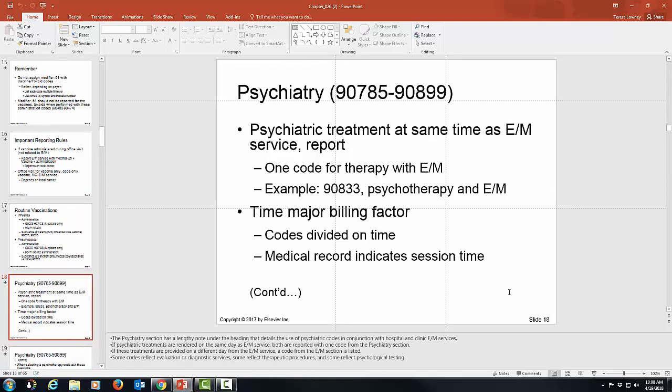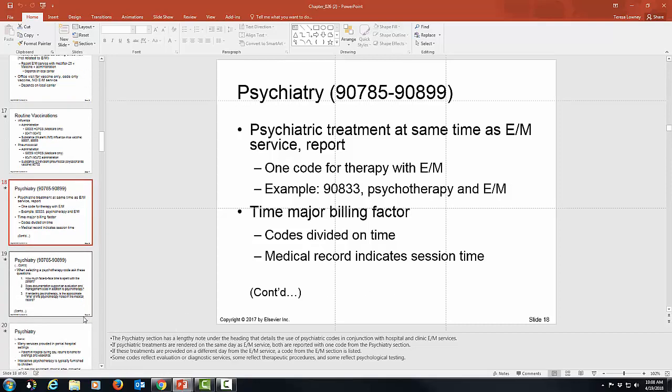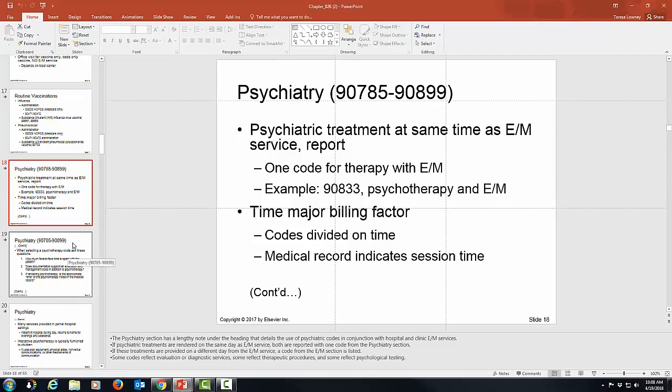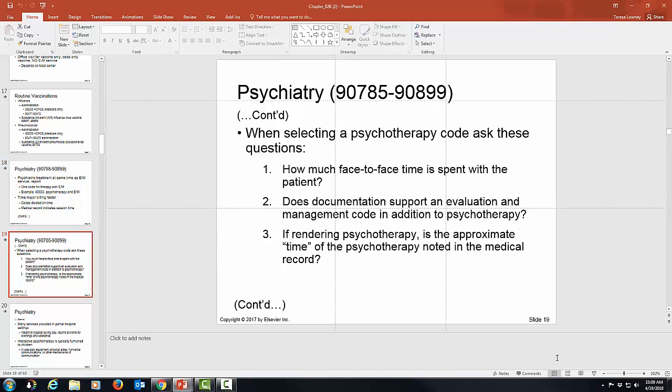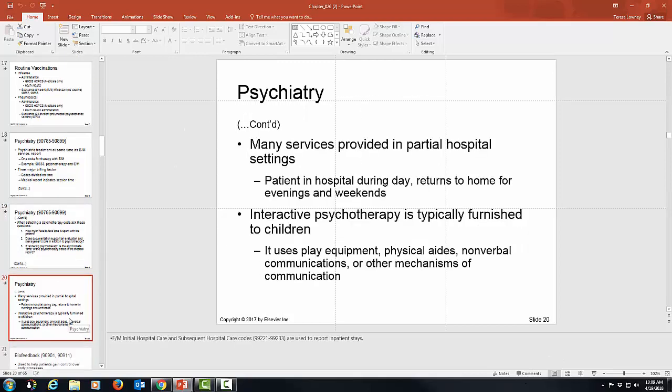Psychiatry section, the treatment is at the same time as an E&M service. Report one code for the therapy with your E&M code. Time is your major billing factor for all of these psychiatry codes. The codes are all divided according to time, and the medical record will indicate how much time was spent, a start and a stop time. So and your documentation always has to support it.